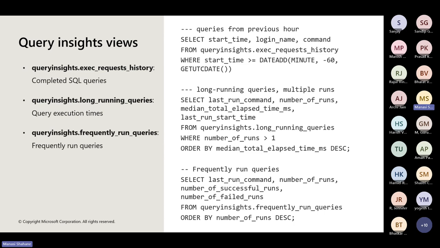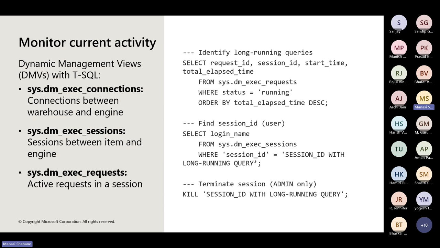Whereas the DMVs that we talked about here work either on the data warehouse as a whole, that is the server, or the database or the data warehouse that lies within it. So these are some of the ways in which you can monitor your data warehouse performance.